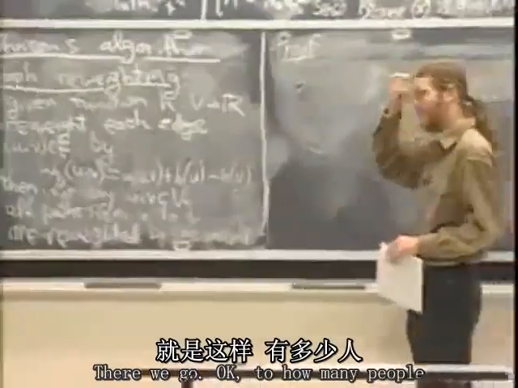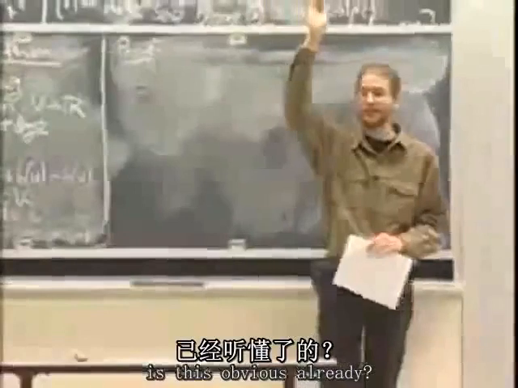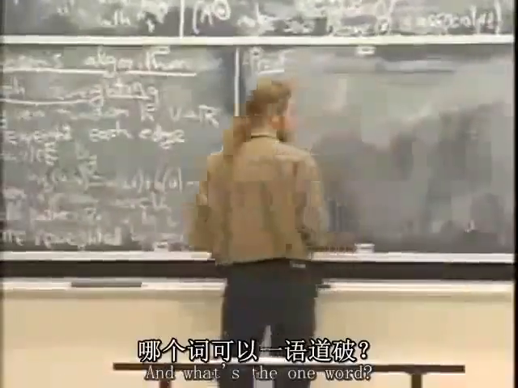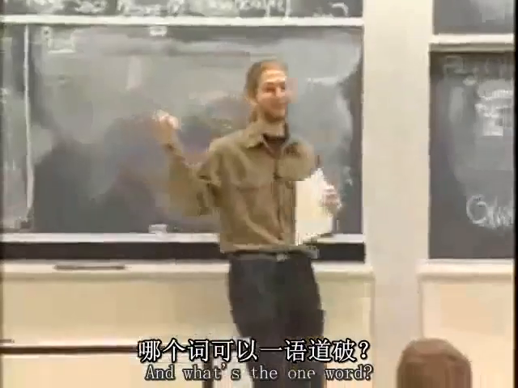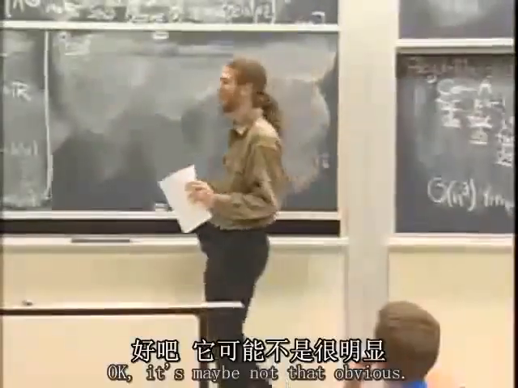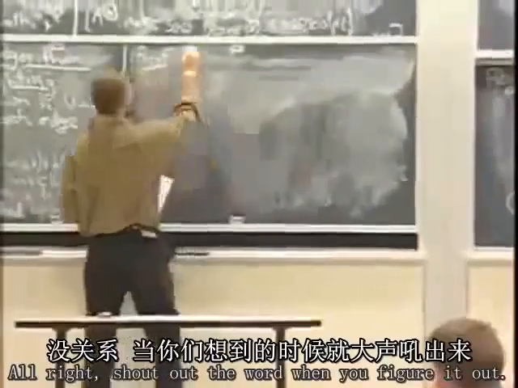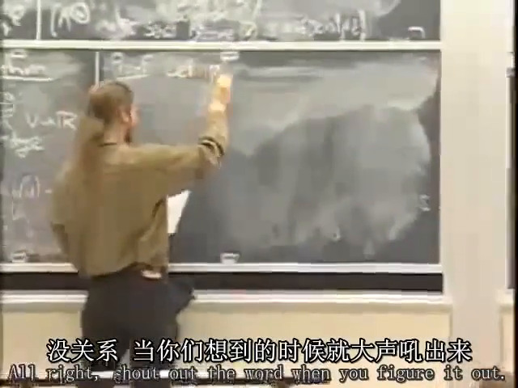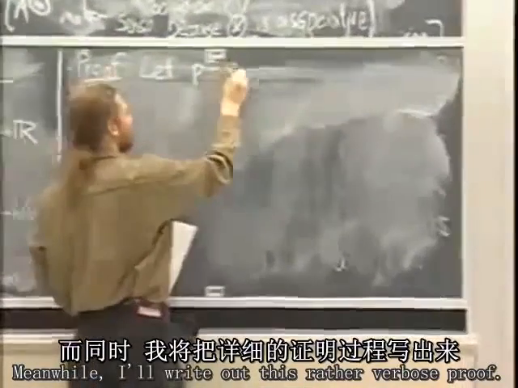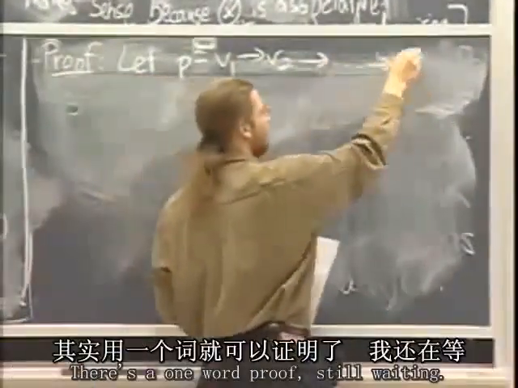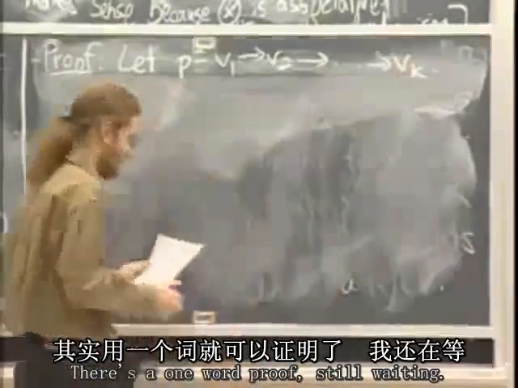Okay, how many people is this obvious already? A few, yeah, it is. And what's the one word? Okay, it's maybe not that obvious. But. All right, shout out the word when you figure it out. And meanwhile, I'll write this rather verbose proof. There's a one-word proof. Still waiting.